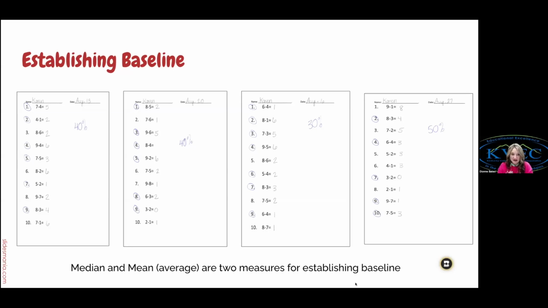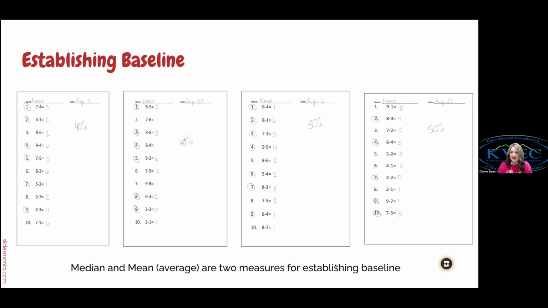So if I'm going to calculate baseline, what am I going to do here? We're going to add 40, 40, 30, and 50. So that's the first thing that we're going to do. We're going to add those 4 scores together. And so that gives us a total of 160. And then I'm going to divide that by the number of probes that we used. So I'm going to divide that by 4. So 160 divided by 4, because the total score is 160, I'm going to get 40. So that then is my baseline.